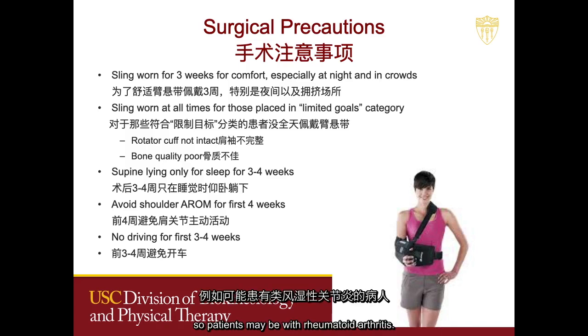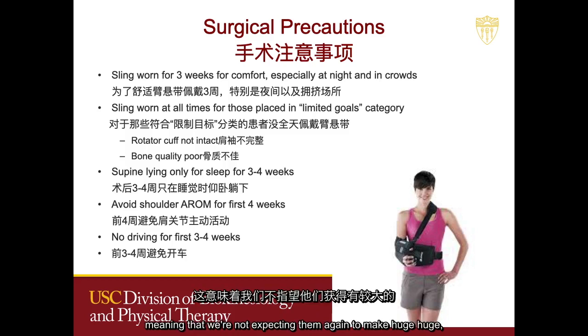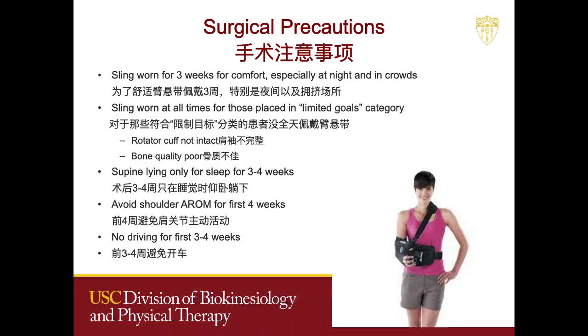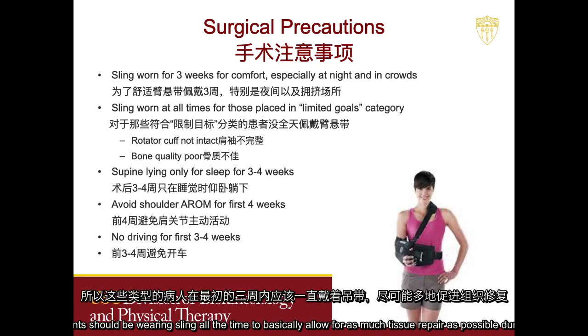Certain patients who do not have a rotator cuff or just have very poor bone quality, so patients maybe with rheumatoid arthritis, are usually put in what's called a limited goals category, meaning that we're not expecting them, again, to make huge gains in range of motion and strength. And so these types of patients should be wearing the sling all the time to basically allow for as much tissue repair as possible during those first 3 weeks.